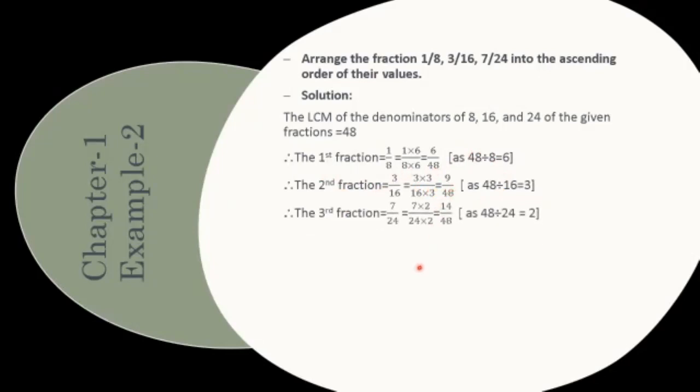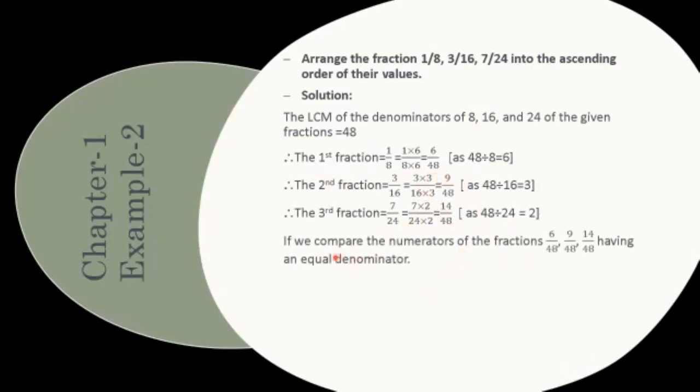Now the third fraction, 7 divided by 24. As you can see, 48 divided by this denominator 24, we will get 2. Now this 2 we will multiply with the numerator and the denominator also. So 7 multiplied by 2 would be 14. 24 multiplied by 2 would be 48. So already we have got the denominators of these three fractions equal.